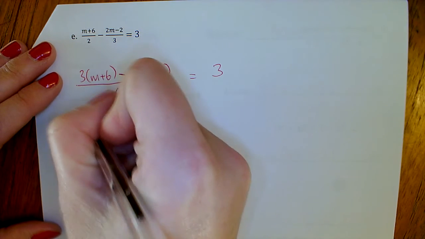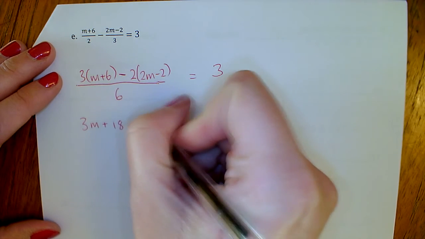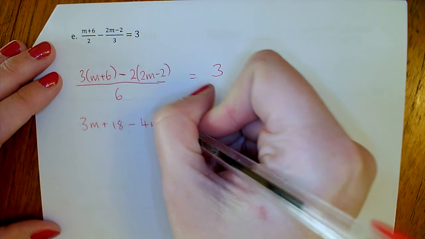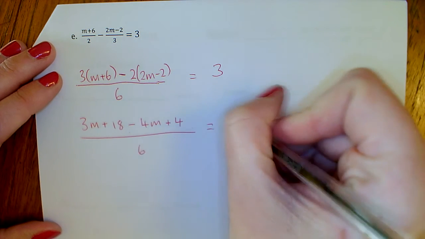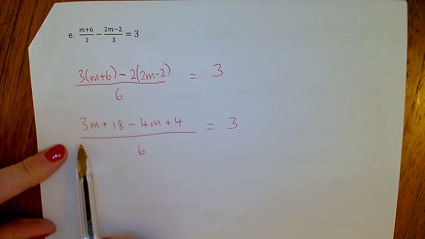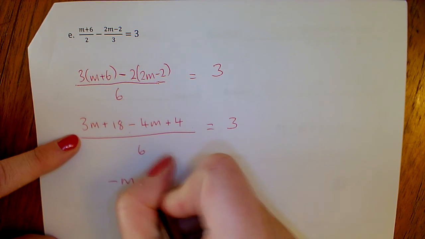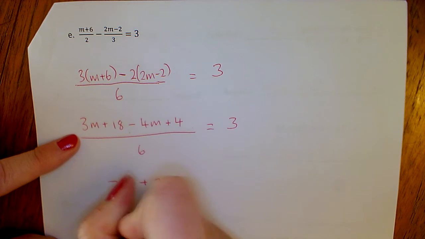So then we'll multiply out the top line. So 3m plus 18 minus 4m. Now this is where people went wrong. Minus times a minus gives you a plus. Then tidy it up a bit. 3m take away 4m is minus 1m. And 18 plus 4 gives us 22.